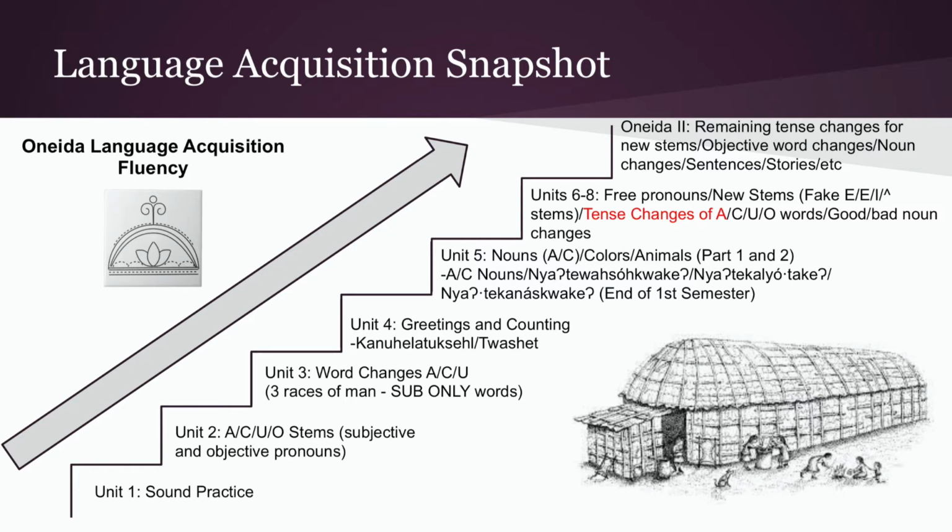This is just a little snapshot of the language acquisition plan that we have established through the Oneida Language Department. We follow the same topics for the Oneida Language Parent classes for the Language Nest. If you scroll through the parent language video playlist on our YouTube, you'll see some of our initial videos were from the sound practice, then we went over the stems, and then a few other things. Now we're getting a little farther down. This first video is going to start our next set of fundamental videos, and those are going to be on verb conjugations.